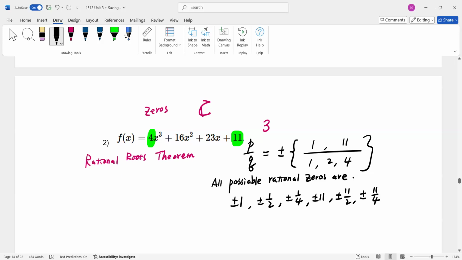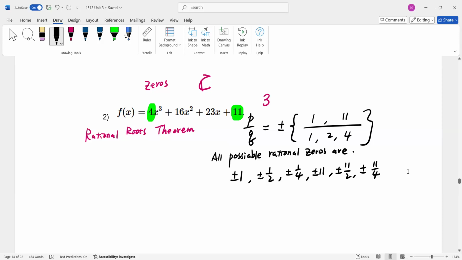And we need to go through those potential zeros and then find the actual zeros, the actual input that would lead to a 0 as the output. And how do we do that? We use the synthetic method. Synthetic method is what we learned in the class before the spring break.